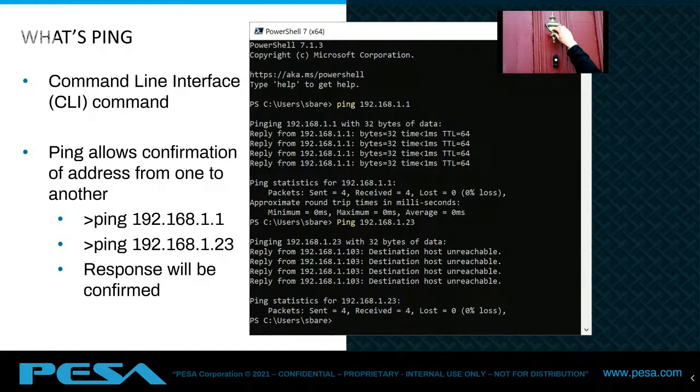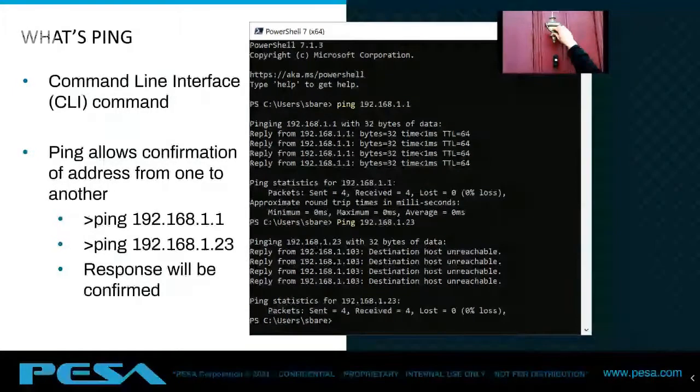And somebody's home. If, on the other hand, I have an address that isn't going to be on the network, in this case, I picked 192.168.1.23, you'll see the response is destination host unreachable. Nobody home. Knocking on the door reveals nothing. So those are the two pieces that we use very commonly. I'm asked about this from time to time. This is probably the most used command on the command line interface that I can think of.